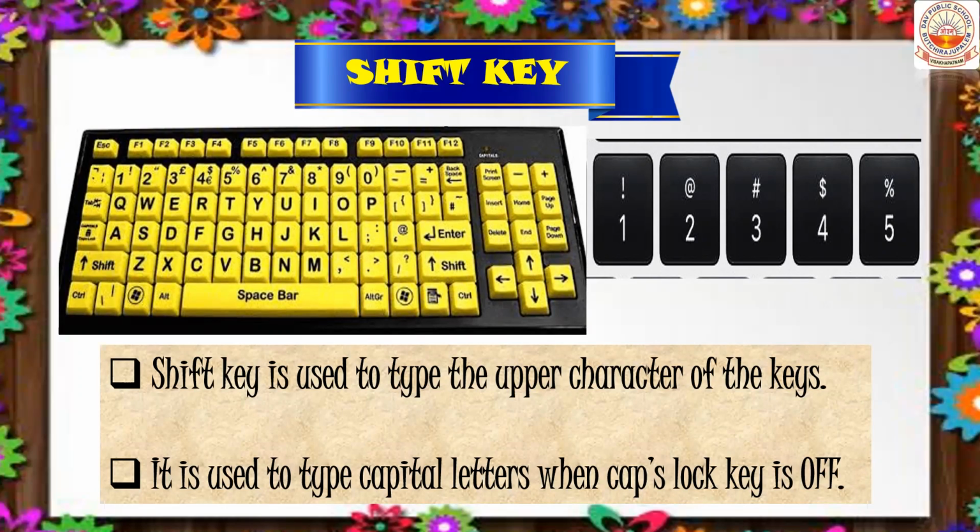When you are not using the shift key, if you type a number, suppose you press 1, you can see only 1 on the monitor. Then how to get the symbol? You have to use the shift key. You have to use shift key plus 1. Then you can get the upper symbol, the upper character of the key.